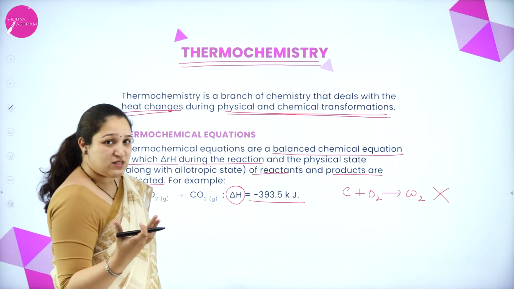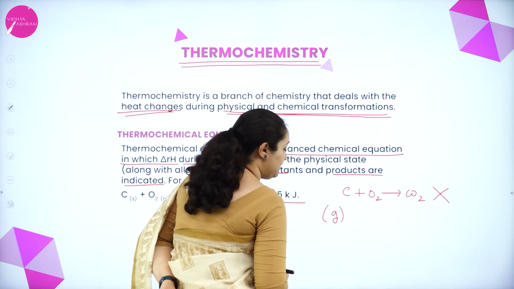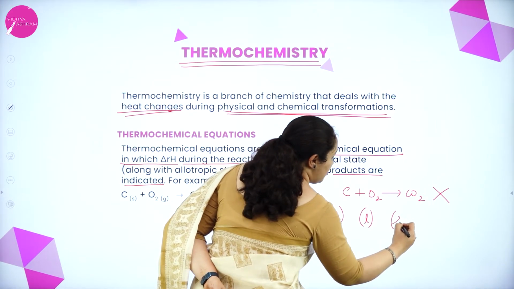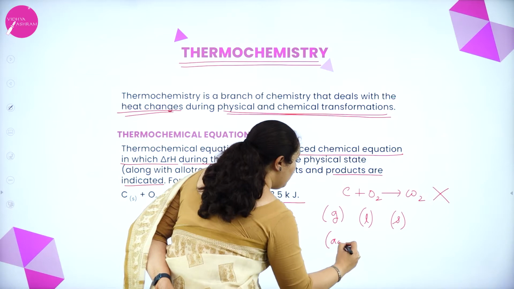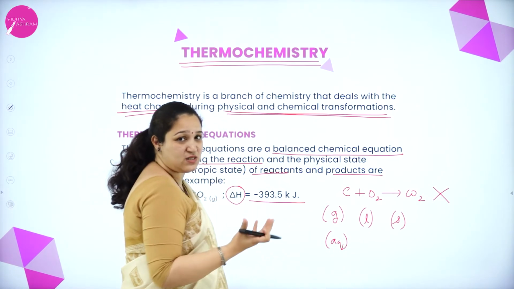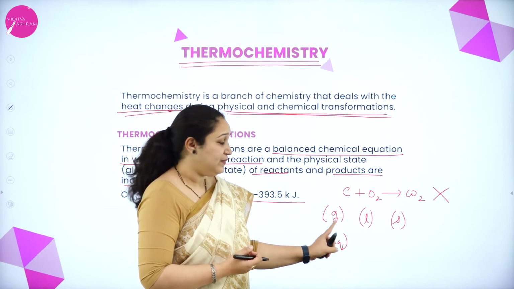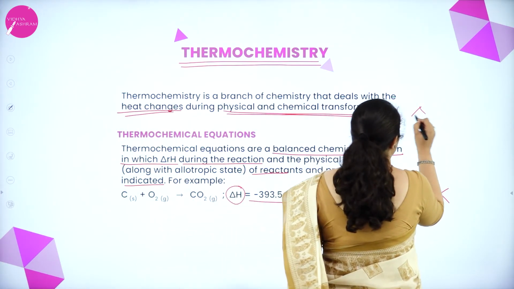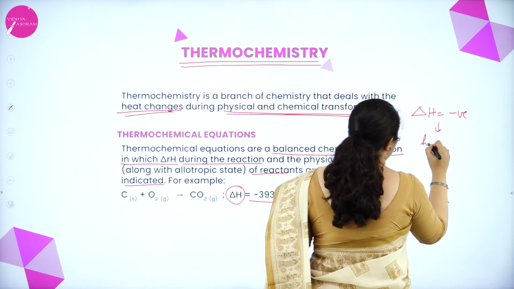Whenever it's a gaseous phase, it's a gas, we write it like this within the brackets. If it's a liquid, we write it this way. If it's a solid, we write it as s. If any substance is dissolved in water, we write it as aqueous. Okay. And also remember, when delta H is negative, heat is liberated.